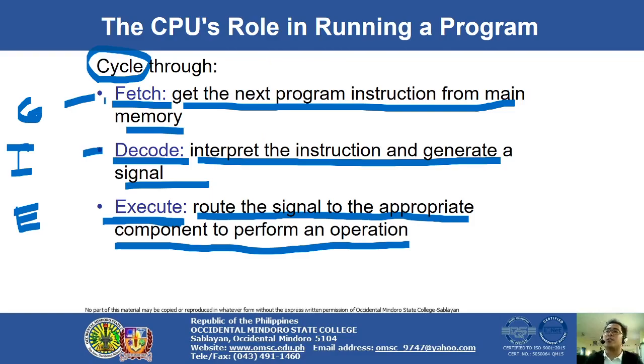So, meaning, there are 3 cycles: fetch, decode, and execute. After ma-fetch, kukunin natin yung instruction from the main memory. After makuha, ang gagawin is i-decode, i-interpret, babasahin, iintindihin kung anong gagawin, ano ba yung gustong ipagawa. Mag-generate siya ng signal, and after that, i-execute niya yung pinapagawa niya doon sa computer, and then ibabato niya kung saang appropriate component siya pupunta. Kung pinapaprint sa kanya, then ibabato niya sa printer. If ipapadisplay niya sa screen, then i-display sa screen.